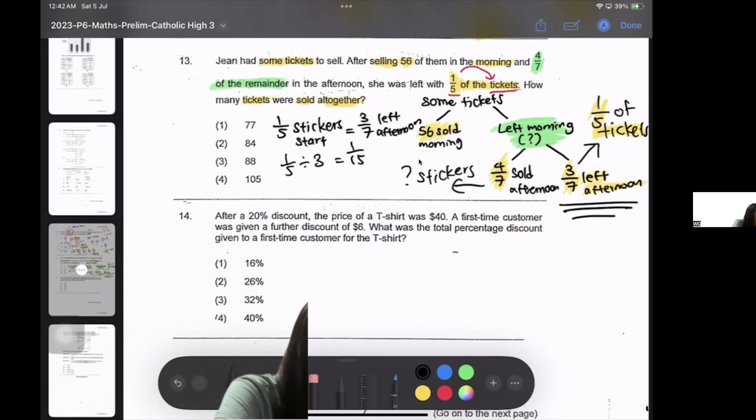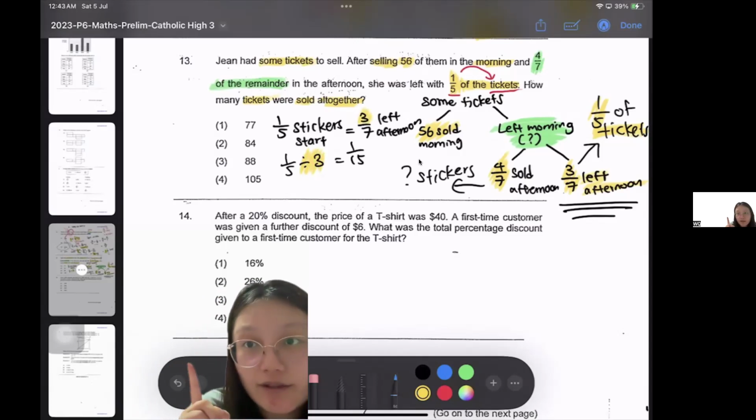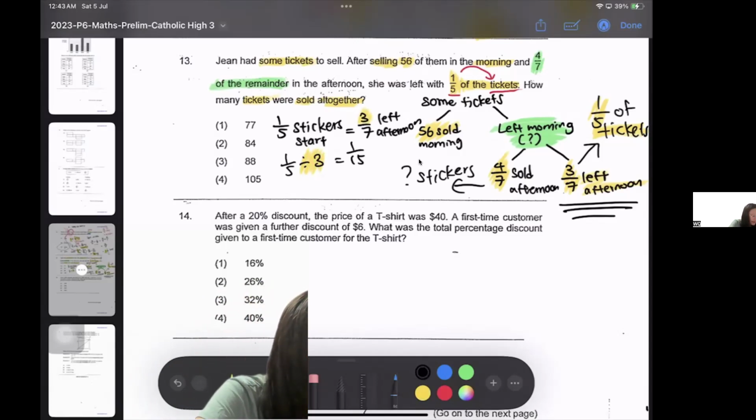Okay, why did I divide by 3? Because you see here is 3, right? I'm trying to find 1 out of 7 first. So this is actually 1 out of 7. Oops. This 1/15 is actually 1 out of 7 of the left of the afternoon, okay? Because the afternoon has 7 units, yeah?